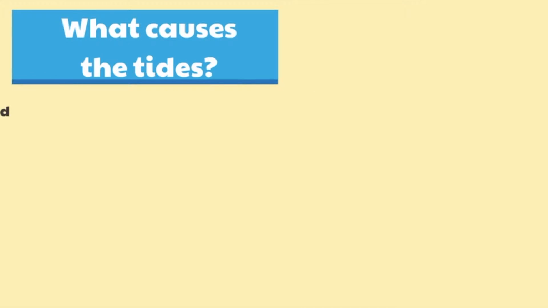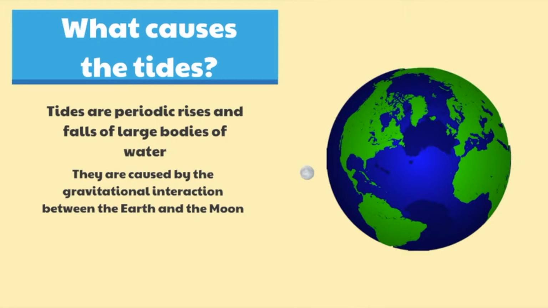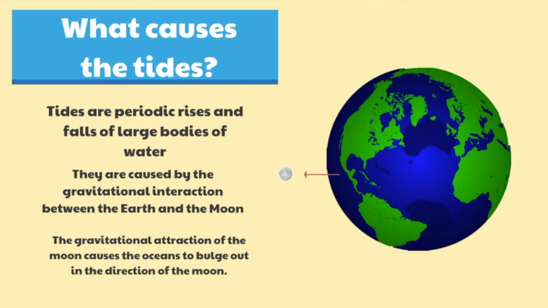What causes the tides? Tides are periodic rises and falls of large bodies of water. They are caused by gravitational interaction between the Earth and the Moon. The gravitational attraction of the Moon causes the oceans to bulge out in the direction of the Moon.